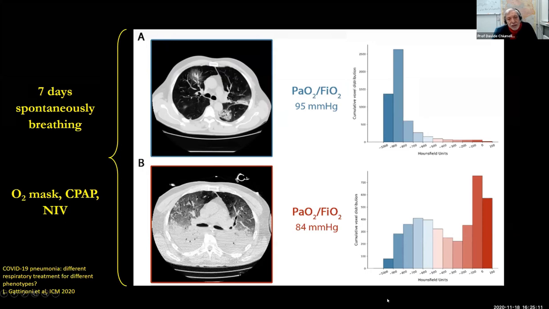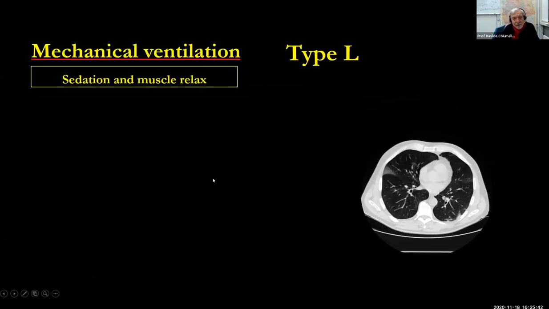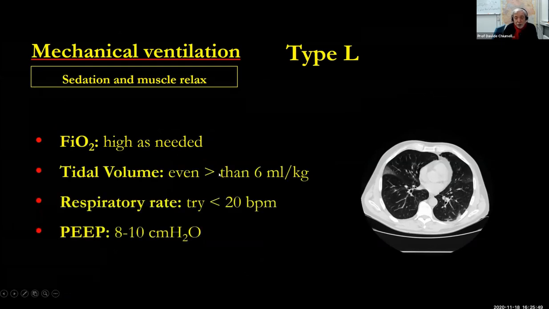I'm absolutely astonished to see how many colleagues say, okay, but this is the same as the other one. How is it possible to say something like that if you follow the course of the disease? If you put everything together, you do not understand anything of this specific disease. So: non-invasive support, then mechanical ventilation to prevent this if the effort persists. And in this patient we wrote, okay, we may also use a tidal volume greater than 8, big scandal.